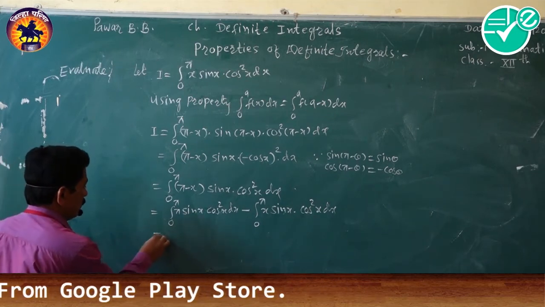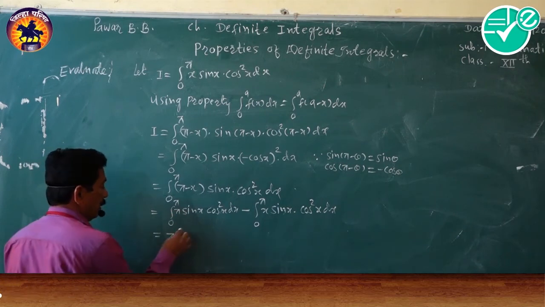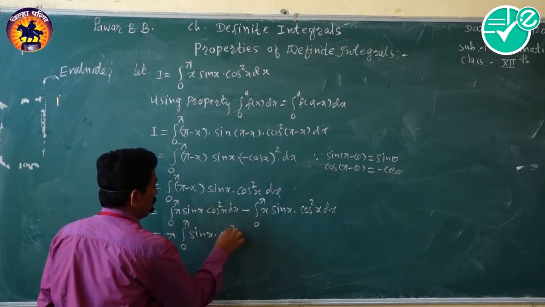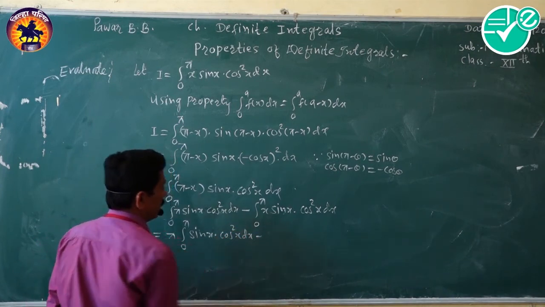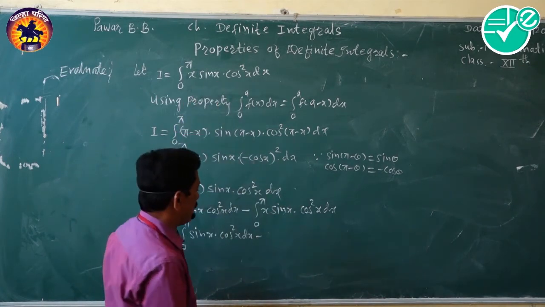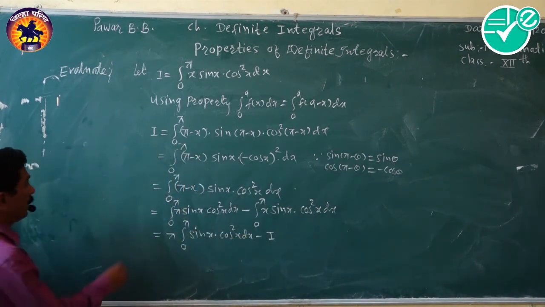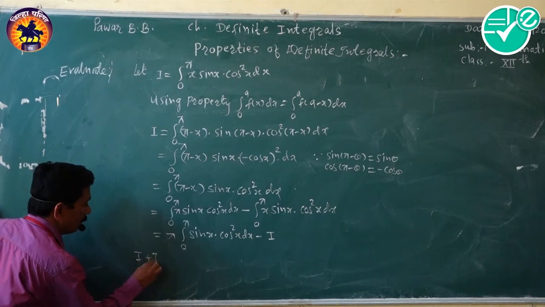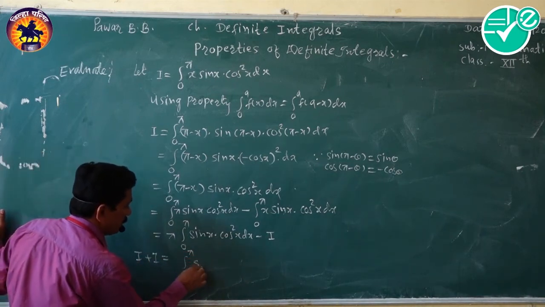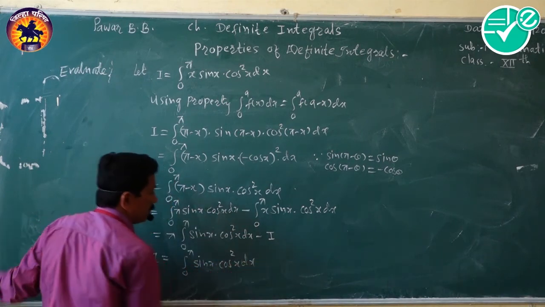Now this is equal to pi, which is a constant, so taking it out of the integral, integration from 0 to pi of sin x into cos square x dx, minus this, which is nothing but this one, therefore we can write this as I. Now taking minus I to the left side, we get I plus I is equal to integration from 0 to pi of sin x into cos square x dx.